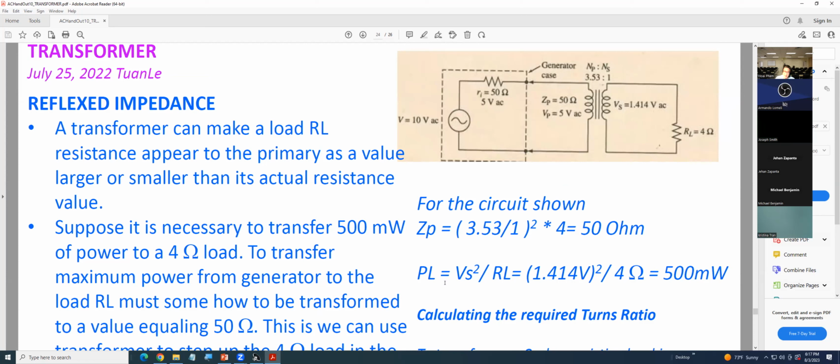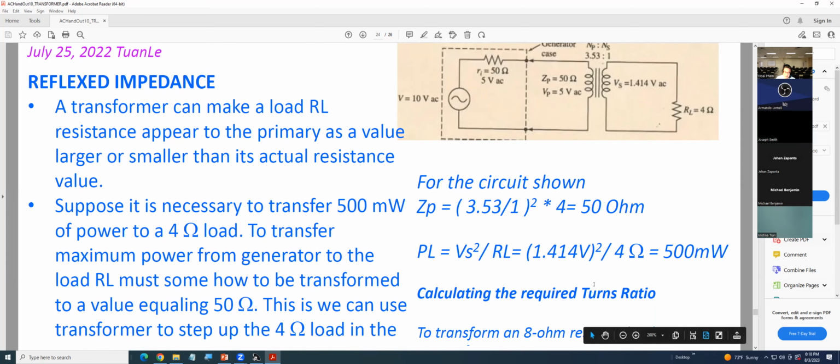Okay. And PL, power load, power output, is V squared divided by RL. That means you get, let's say, 1.414 squared, divided by 4. You get 500 milliwatts.